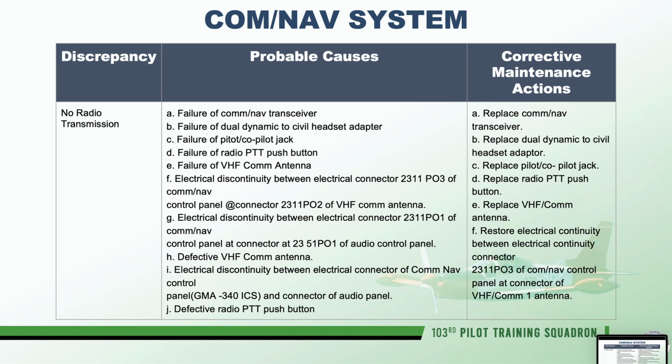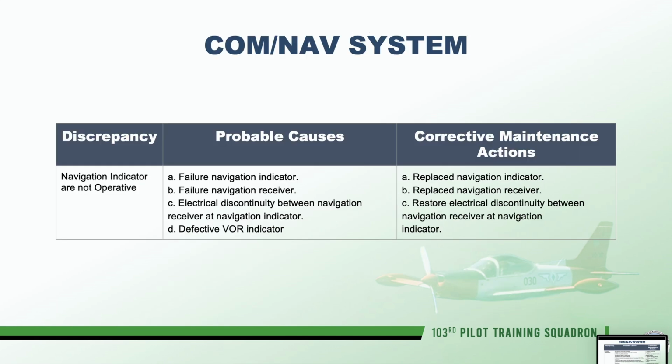Continuity restoration. Ensure there is electrical continuity between the receiver and indicator. VOR unit replacement. If the VOR, very high frequency omnidirectional range, unit is defective, it should be replaced. Properly functioning comm and nav systems are crucial for maintaining clear communication and accurate navigation. By addressing these common issues systematically, we can ensure safe and efficient flight operations.